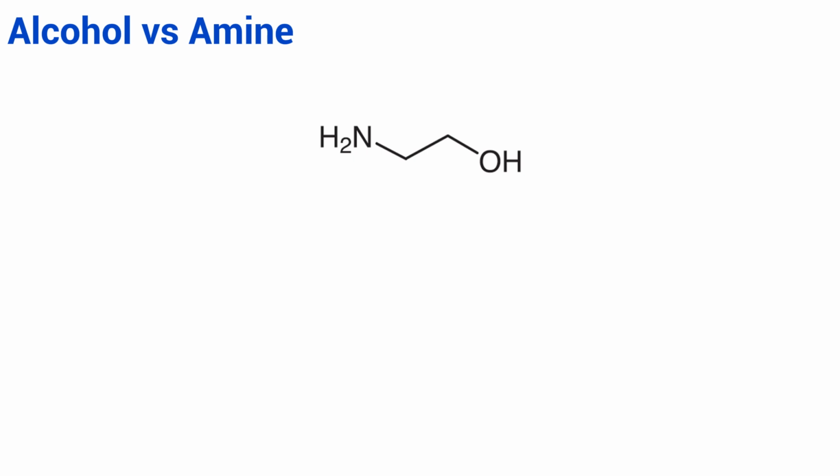In a molecule with an alcohol and an amine, alcohol has higher priority, so it will take the suffix, and the amine will be named as an amino prefix. Now, in this compound we know alcohol has higher priority. The correct name will be 2-aminoethanol.